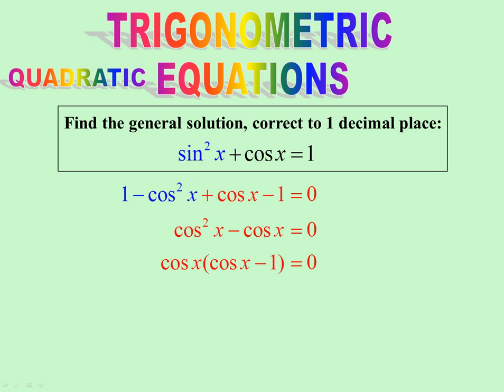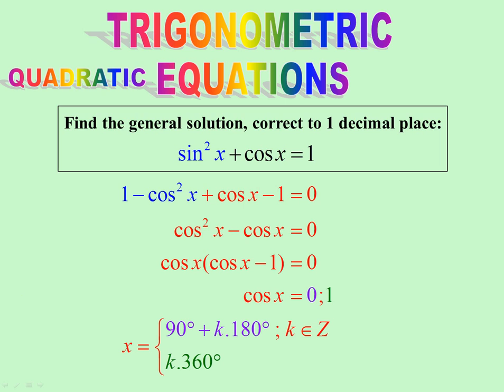Common factor of cos x. Cos x must be 0, or cos x must be 1. For cos x to be 0, 90 plus k180. Think of the graph. And cos x equals 1 is k360 degrees. Always have a look to see if that isn't included there, but it's not. If this is k180, then k360 would be unnecessary. But 90 plus k180 never gets to k360, so we need both.